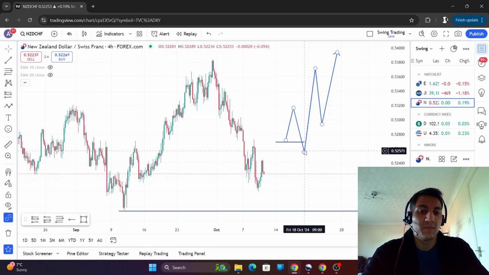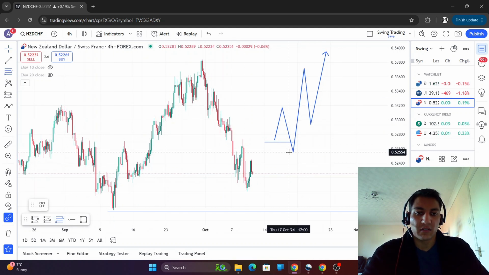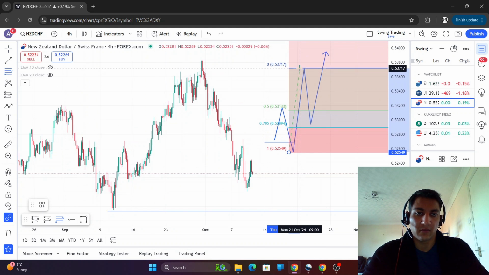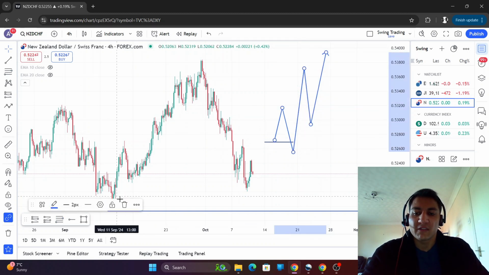And ideally, it would be a wick. It would be a wick that does this. We quickly shoot off. And then I'd be looking to enter on this optimal trade entry here, right, like this. Obviously, assuming that it hits my entry here, and then ride price up. That's what I would be looking for personally. That's essentially what my trading strategy is.